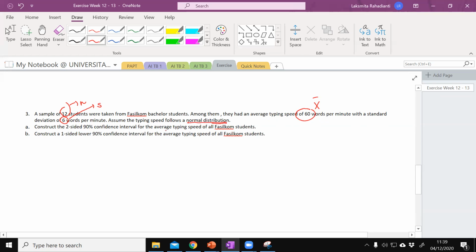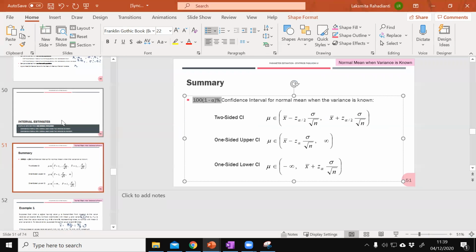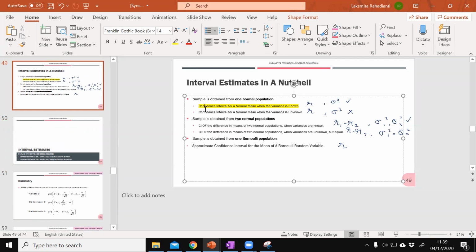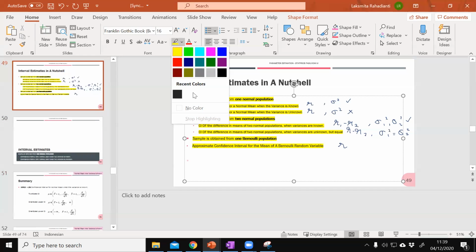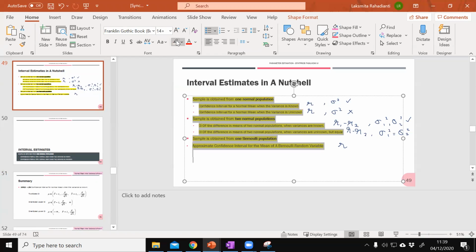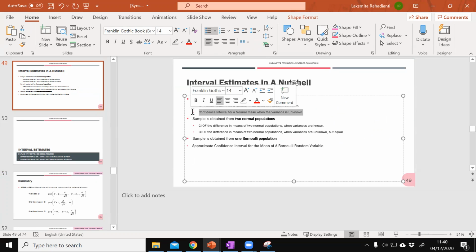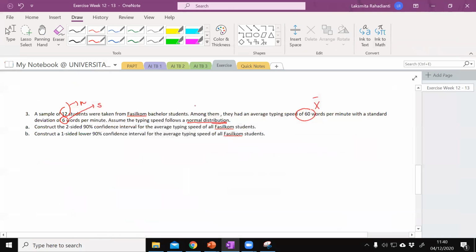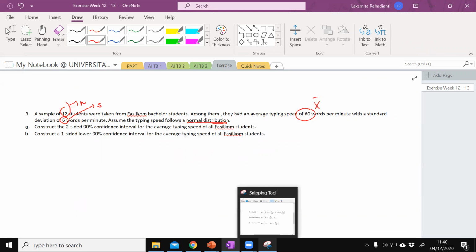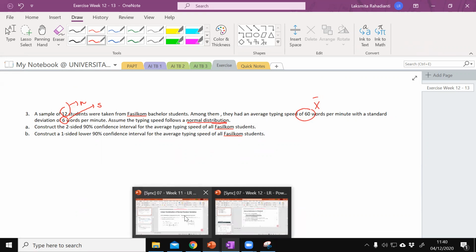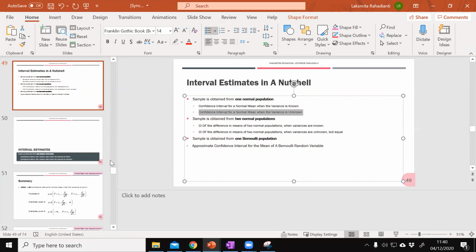However, among all of the cases that we have, once again, we'll go into the cases that we know. In this case, we have one normal population, which is Fasilkom students, but I do not know the variance of the population. I do know the variance of the sample, but I do not know the variance of the population. Thus, we know that this will fall under this category.